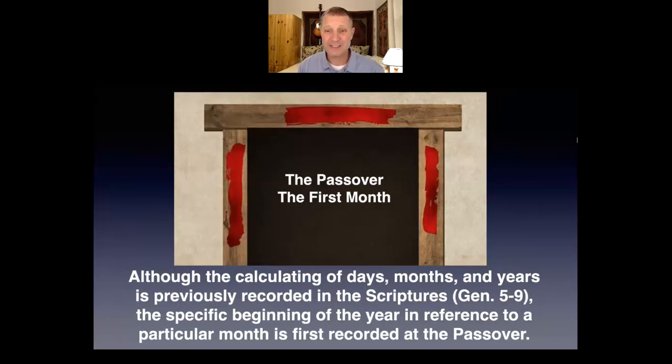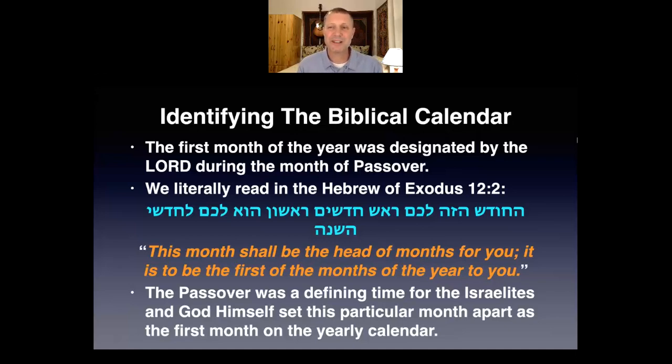Although the calculating of days, months, and years is previously recorded in the scriptures, for example, in Genesis 5-9, dealing with Noah, there's a counting of years with people's lives, and there's the designation of months and days regarding the flood and when the ark landed here and there. So we see how they understood time in some way. The specific beginning of the year in reference to a particular month is first mentioned at the Passover. So the first month of the year was designated by the Lord during the month of Passover.